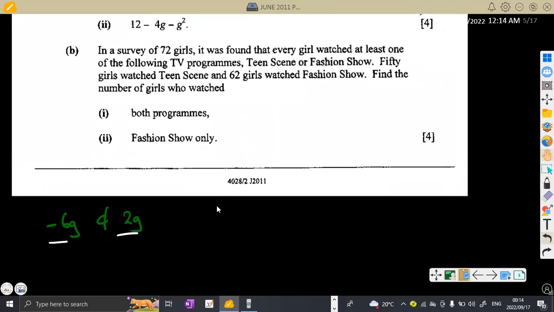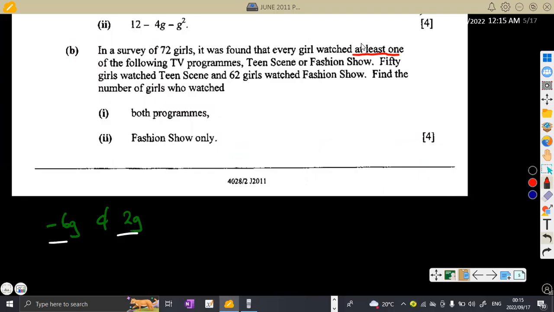On number B, we are given a survey of 72 girls. In a survey of 72 girls, it was found that every girl watched at least one of the following TV programs. So take note here, it's at least, which means all of them had to watch one. There's no condition of finding someone who is not watching any of the TV programs. Because there's at least, at least means you're watching one of the TV programs.